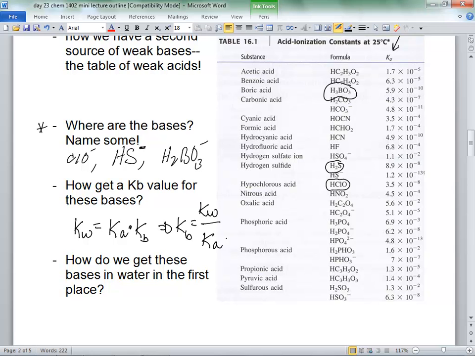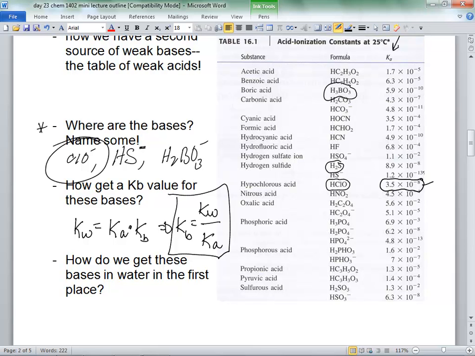And if you want to get Kb for, I don't care, this one, you do ICE on them, right? You do the Kb reaction, and you have to do ICE. You need a number for Kb. You have to use this equation, but what would Ka be? This is what is in the chart. Yeah, there it is. This would be the Ka you'd have to plug in. Make sense? Okay.